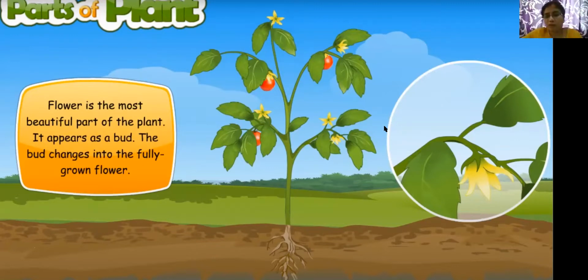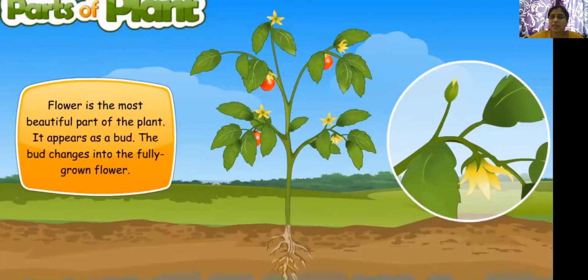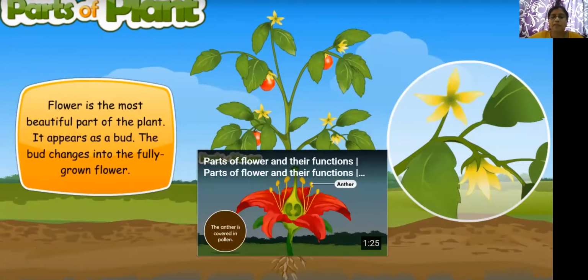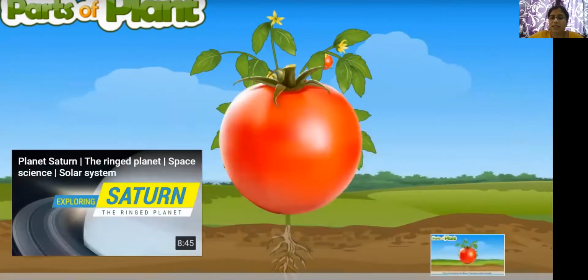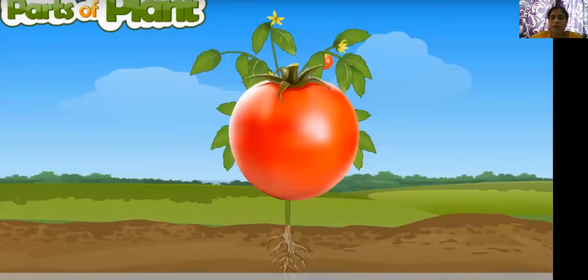But imagine, can you get a fruit from a rose plant? No, right? Because the flower of that particular plant is the last part. We don't have fruits for that. Yes. So flower is the most beautiful part of the plant. It appears as a bud. The bud changes into a fully grown flower.